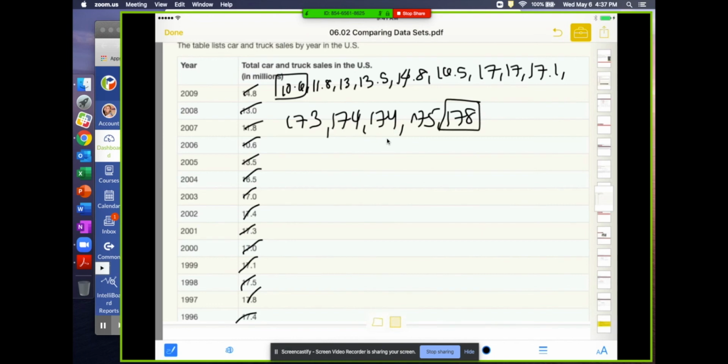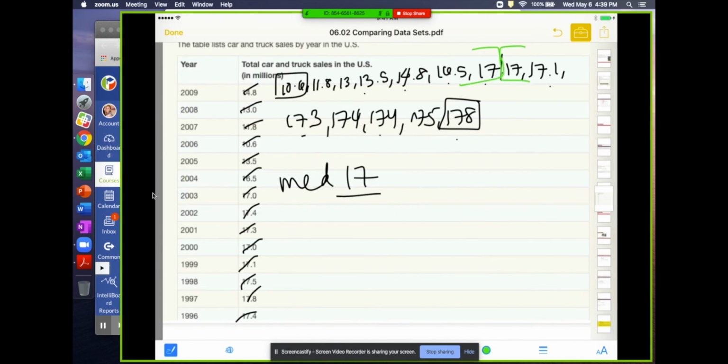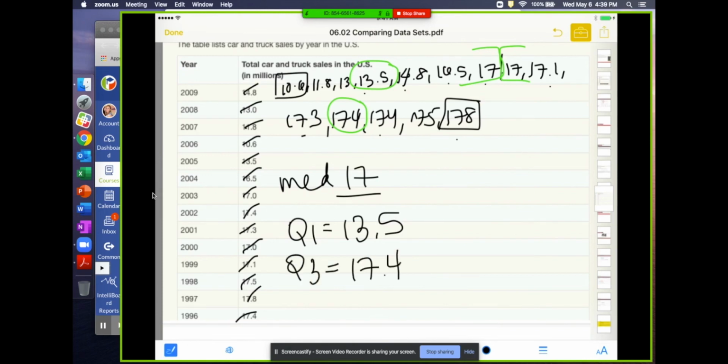To spare you some of the time and frustration, for the median, if I count in the same amount from the left and from the right, I end up right in between the two 17s, and 17 and 17 is going to give me 17 if I find the middle between the two. So my median is 17. Since it's in between those two numbers, I want to draw my little brackets by the 17s there. Quartile 1 is going to be the middle of the lower half of the data, so 13.5, and then quartile 3 is going to be the middle of the upper half of the data, so 17.4.